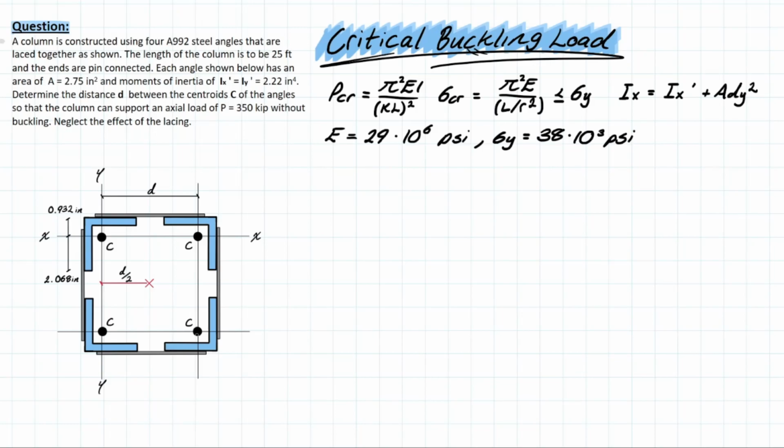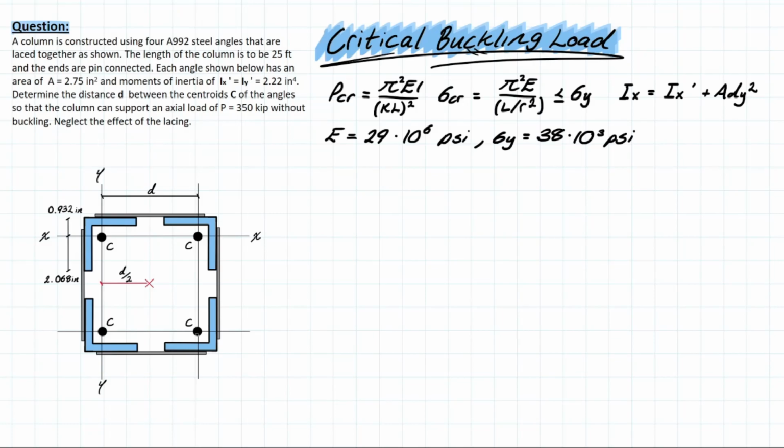Now, also to determine the d between the centroids C of the angle so the column can support an axial load of 350 kip without buckling. It asks us to neglect the effect of lacing. Why does it ask us to neglect that? Simply to make the problem easier, because these plates would actually be adding to the total moment of inertia of the column. But what is this problem asking for in the first place?